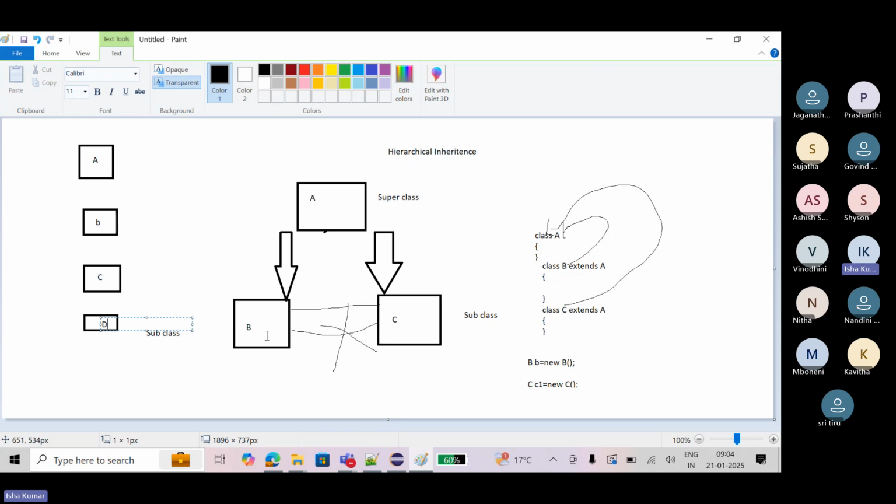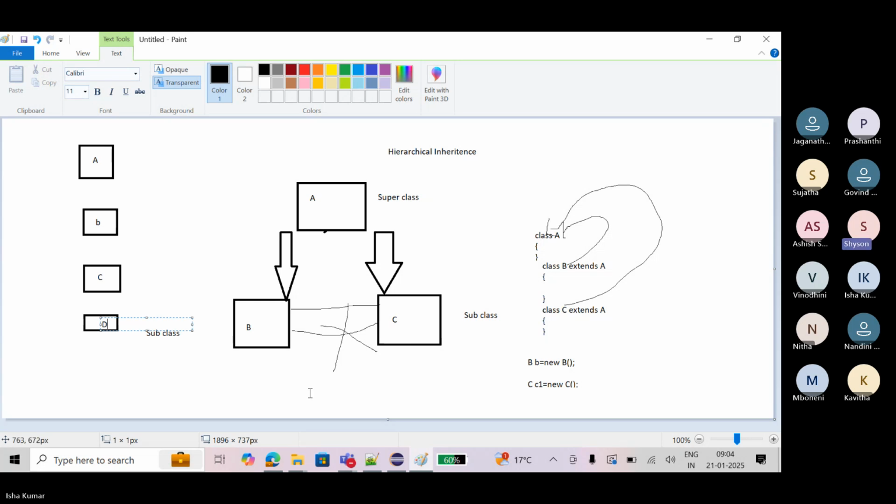But here, B cannot extend C. Can you see that? Can we write B extends C? This is wrong. Understood? If it is extending B and C, then it is not hierarchical inheritance.